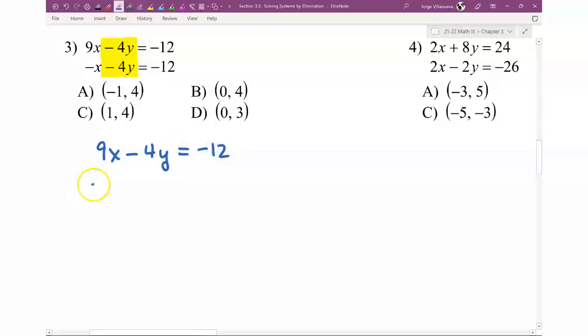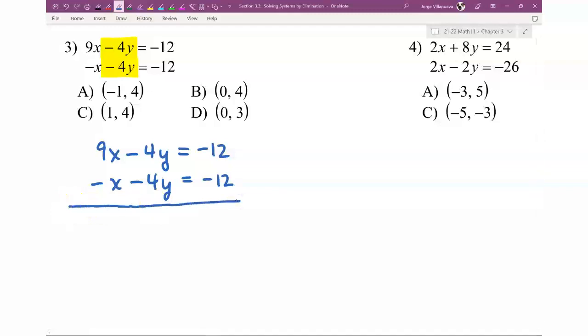And negative x minus 4y equals negative 12. So I want to get rid of the y's. They're both negative 4's. How do you get rid of two numbers that are identical?